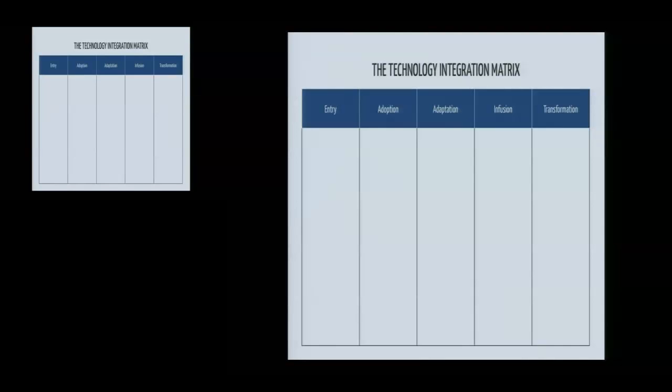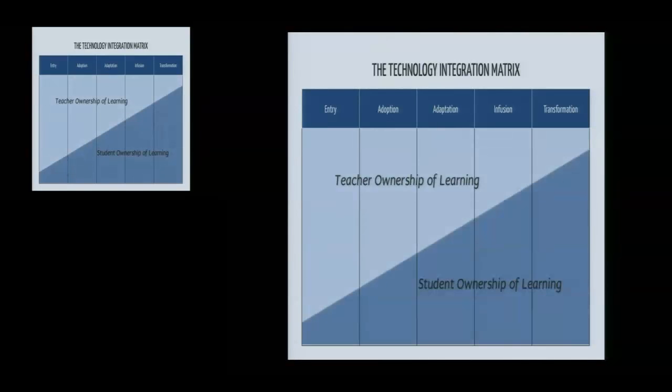Now, as we move toward the right on the TIM, we see some general differences in the way technology is used. The most important difference is that in general, as we move toward the right, we see greater student ownership of learning. We expect an entry-level lesson to be teacher-focused and teacher-driven, while a transformation-level lesson is much more likely to be student-centered, with students making meaningful and informed decisions and a lot of times strategic choices about the way that technology is used.